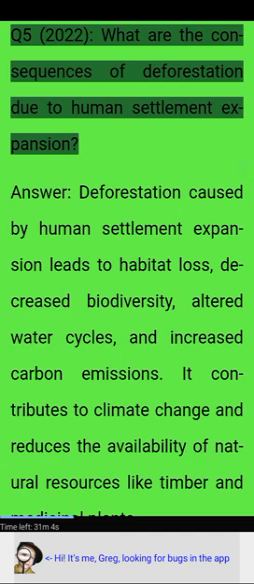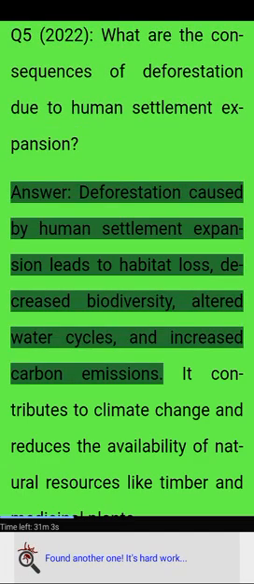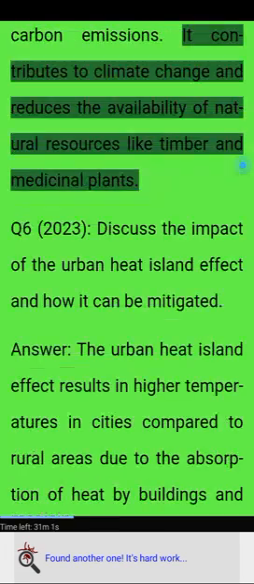Q5 2022. What are the consequences of deforestation due to human settlement expansion? Answer. Deforestation caused by human settlement expansion leads to habitat loss, decreased biodiversity, altered water cycles, and increased carbon emissions. It contributes to climate change and reduces the availability of natural resources like timber and medicinal plants.